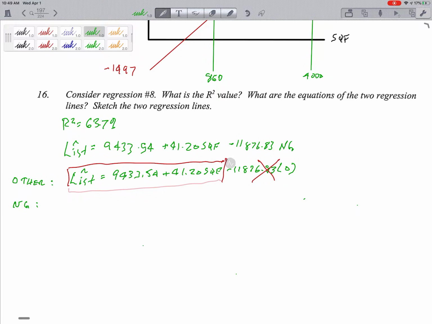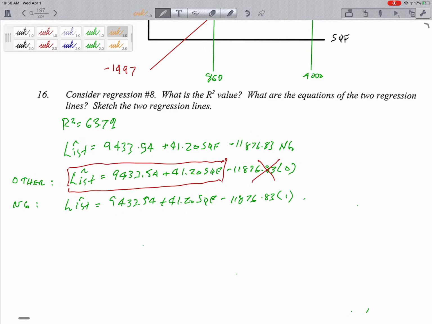Now, let's take a look at what happens with NG. You would have the listing price of the house equal to 9433.54 plus 41.20 SQF minus 11,876.83 times 1. Remember, the dummy variable takes on values of 0 or 1, and so when the house is heated by natural gas, it's the coefficient times 1.